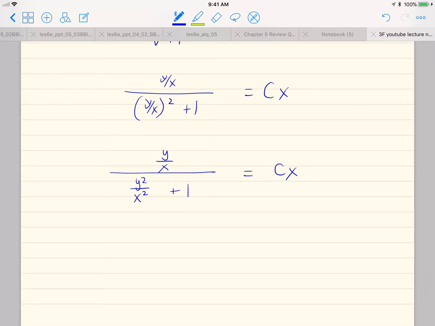And we can multiply both sides by x squared. So we multiply the top by x squared and the bottom times x squared. And then we'll have xy in the numerator, and in the denominator, we'll have y squared plus x squared equal to cx.